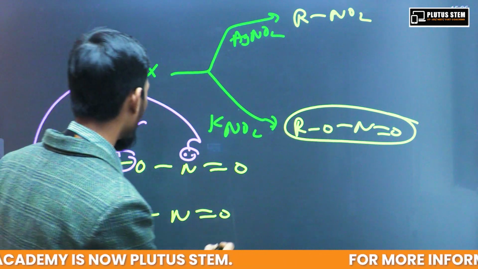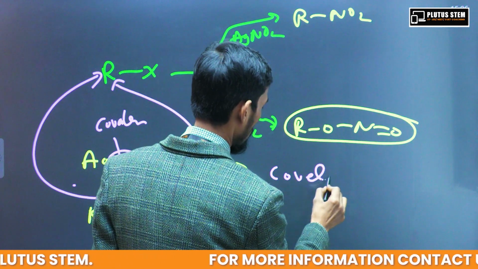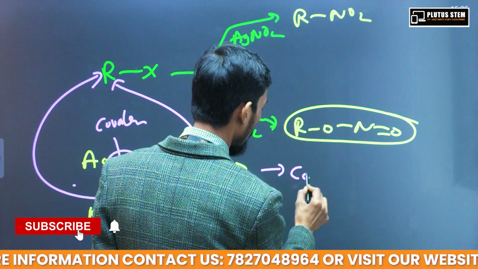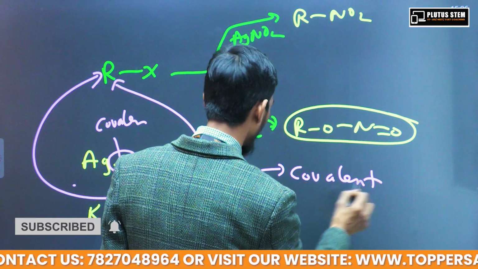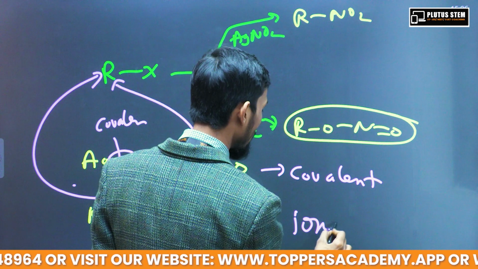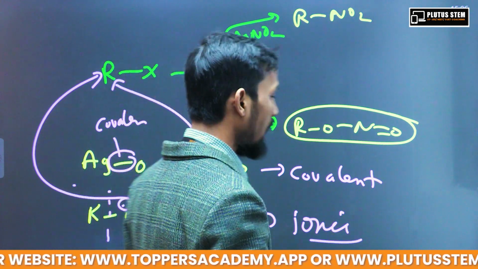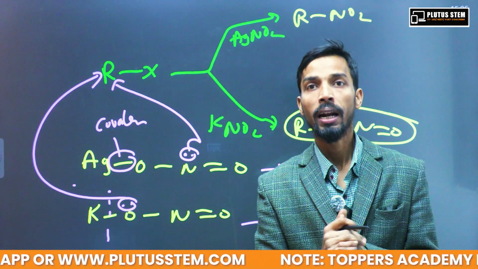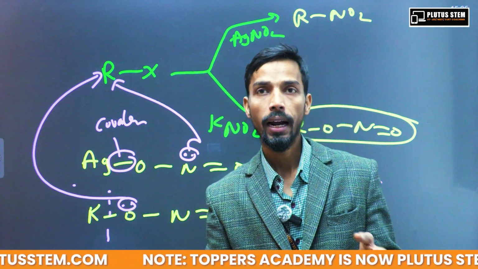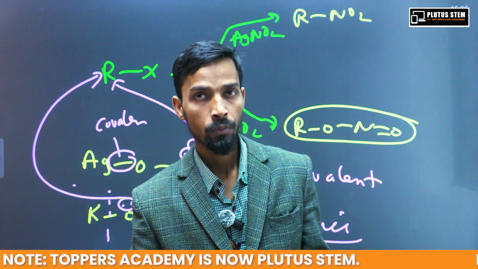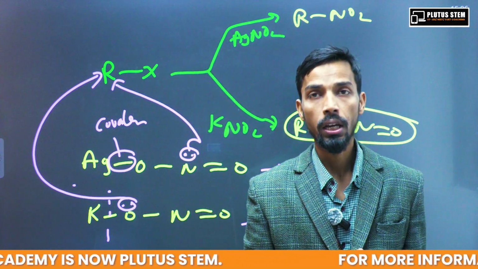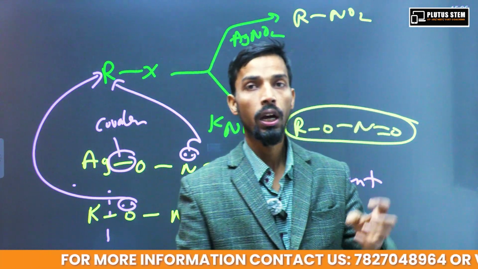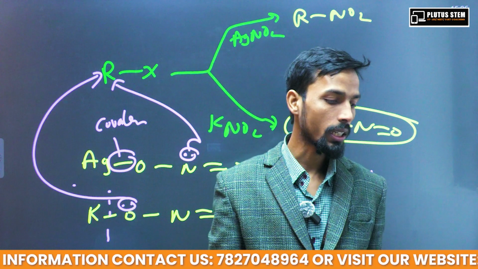Due to the covalent nature, we can say over here, due to the covalent and ionic nature difference in the AgNO2 and KNO2, nitro with the silver and nitrite with the potassium or you can say sodium, we are having different products. The main reason over here is that we are having a covalent bond when the Ag comes into the place.